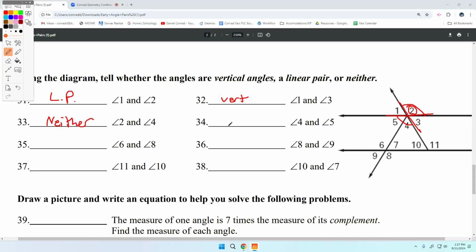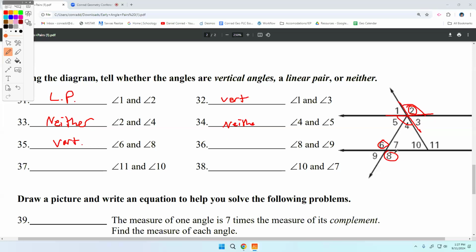All right, and then 34. 4 and 5, right? They're adjacent, but they don't add up to a straight line. So this one, again, is going to be neither. 6 and 8, those are vertical, right? You have two lines intersecting. They're across from each other. So 6 and 8 are vertical.